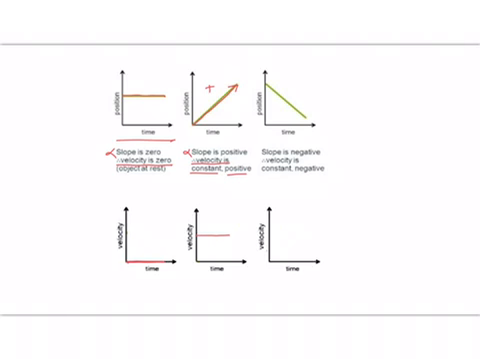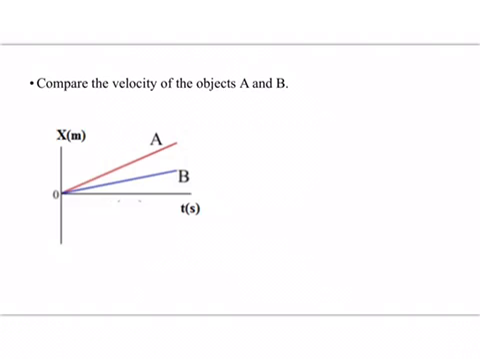In the third one, the object is going back. The slope is negative. The velocity is again constant but negative. So I have the velocity-time graph like this. Let's compare the slope of objects A and B. As the slope of A is bigger than that of B, and the slope gives me the velocity, the velocity of A is bigger than the velocity of B.